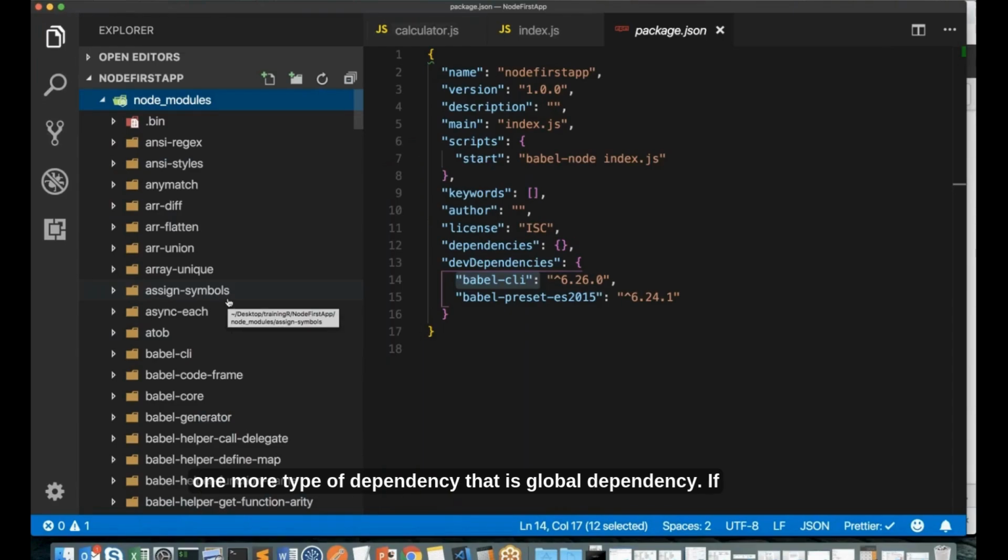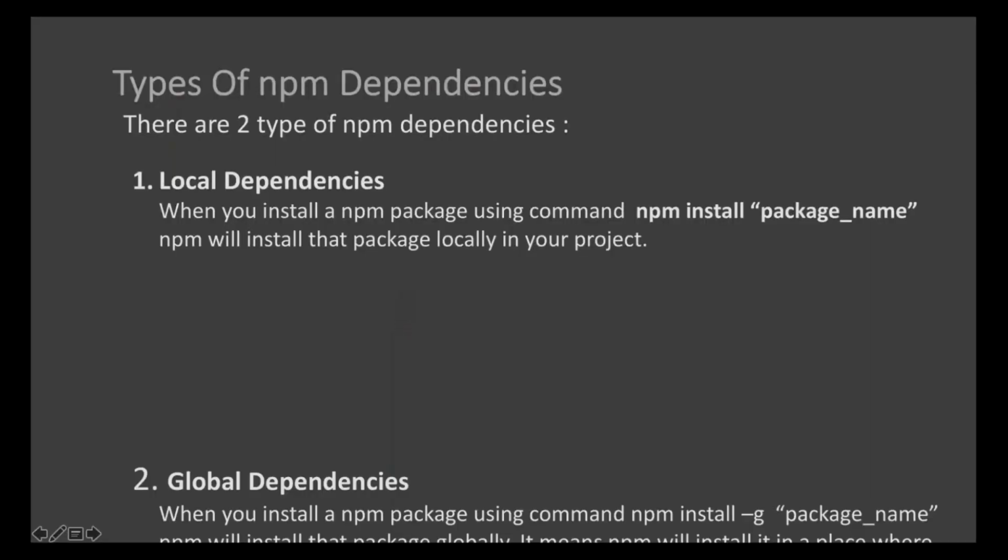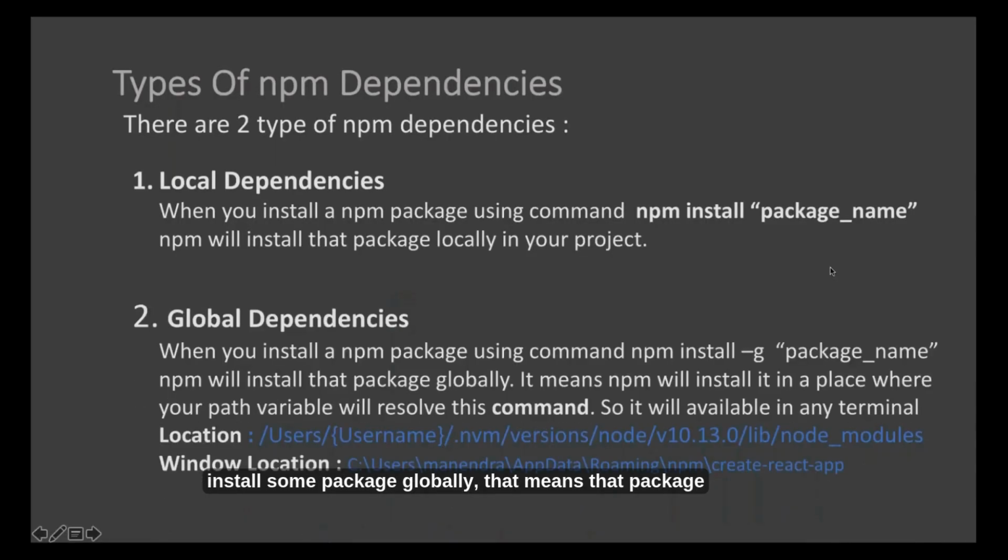There's one more type of dependency, that is the global dependency. If you install some package globally, that means that package will be available in other projects also. So there are two types of dependency in node: one is the local dependency and one is the global dependency. Now the question is in which scenario we will use the local dependency and in which scenario the global dependency, and how we can check where the global dependency is.